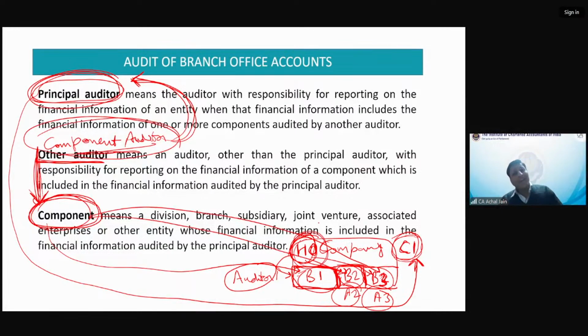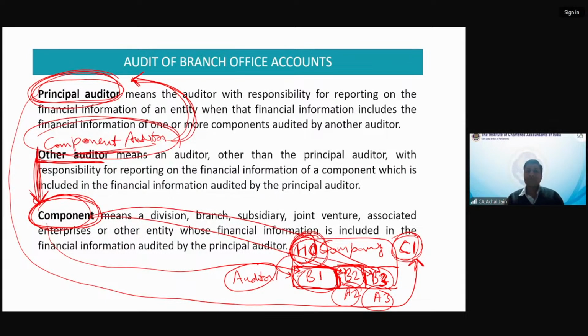Over and above that, the compilation that will be done, the consolidation, that is again the responsibility of whom in terms of its audit? Component auditor or principal auditor? Tell me, who will be responsible for that? Principal auditor. Because the component auditor has no visibility on that, because whatever he was required to do, he has done and given that to the head office or the principal auditor. Now they need to take care of that.